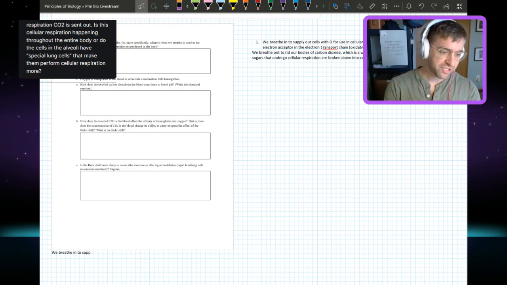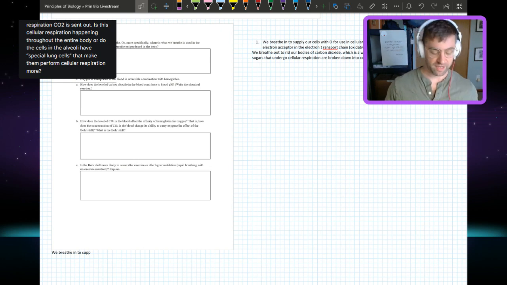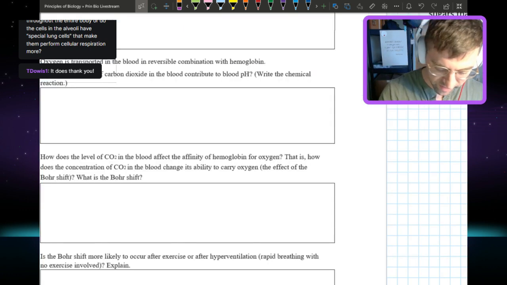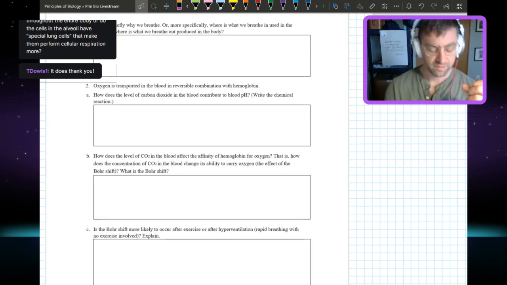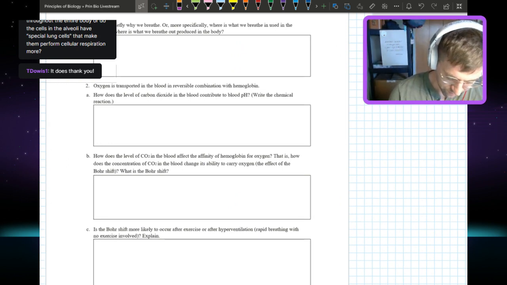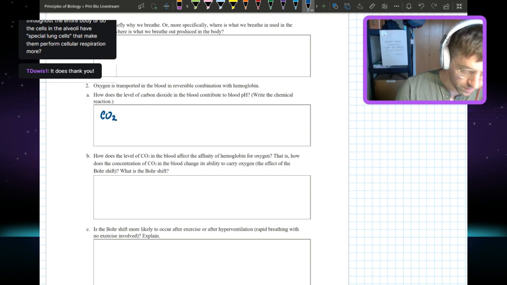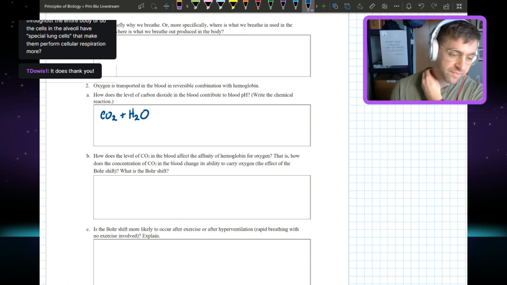All right, question 2. Oxygen is transported in the blood in reversible combination with hemoglobin. How does the level of carbon dioxide in the blood contribute to blood pH? And write the chemical equation. We were kind of alluding to this earlier. All right, let's write the chemical reaction. H2O were our byproducts.